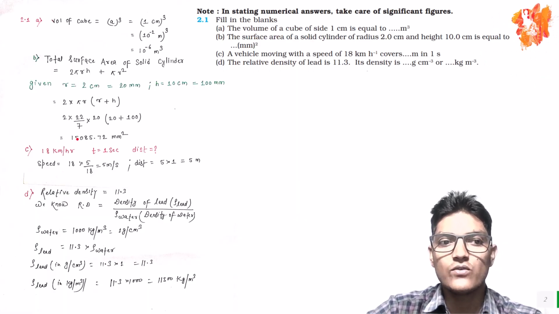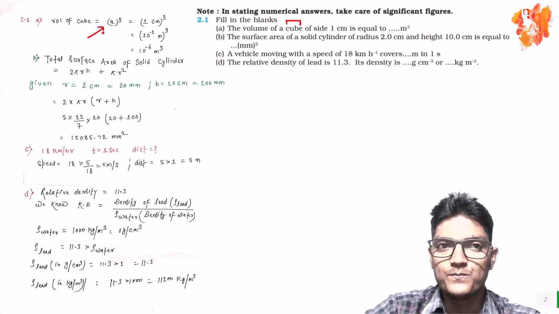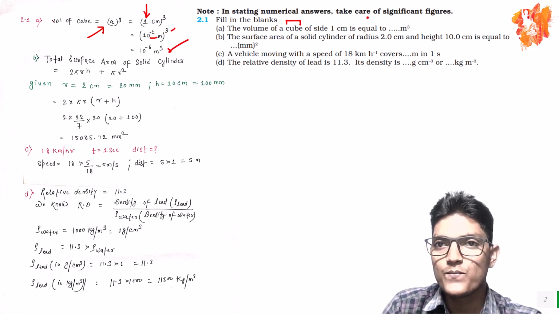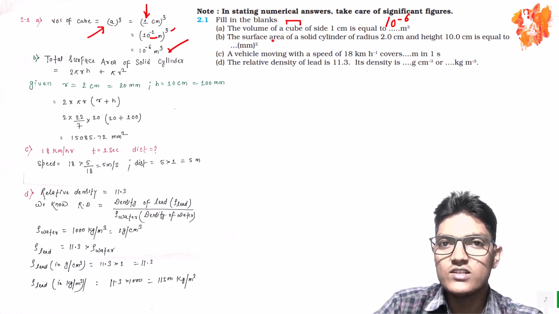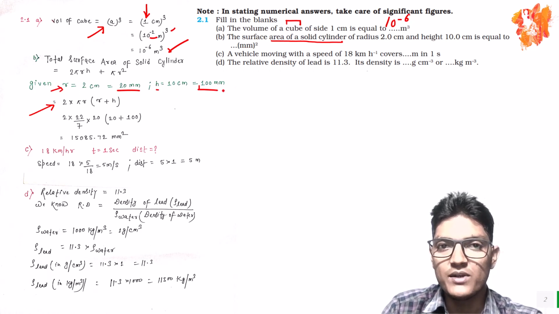So the first question, as you can see on the screen here, is we have to fill in the blanks. First is the volume of a cube. So the formula for the volume of a cube is side to the power 3, where the side value is 1 centimeter. That is equal to 10 to the power minus 2 meter to the power 3, which is equal to 10 to the power minus 6 meter cube. So we can say 10 to the power minus 6 meter cube. Next is the total surface area of a solid cylinder. So the formula is 2 pi r into (r plus h), where r is equal to 20 millimeter, h is equal to 100 millimeter. So just put all the values and you will get your answer.